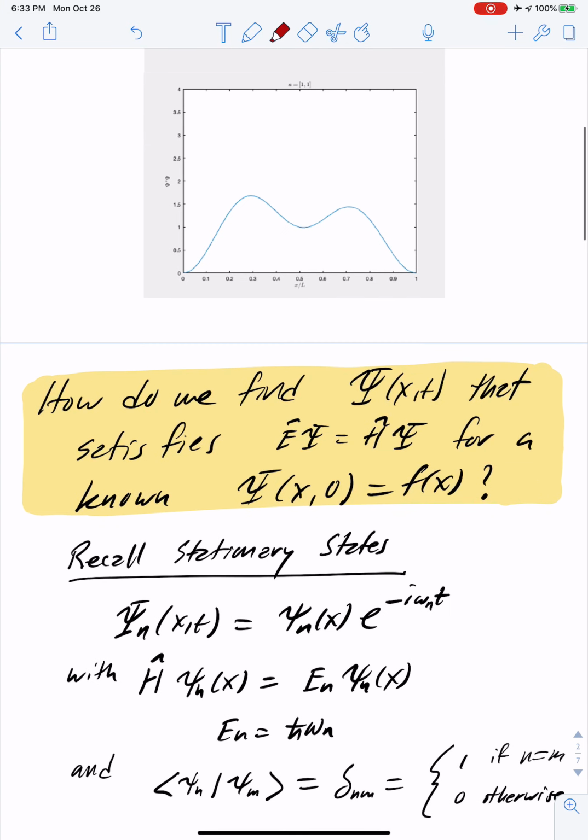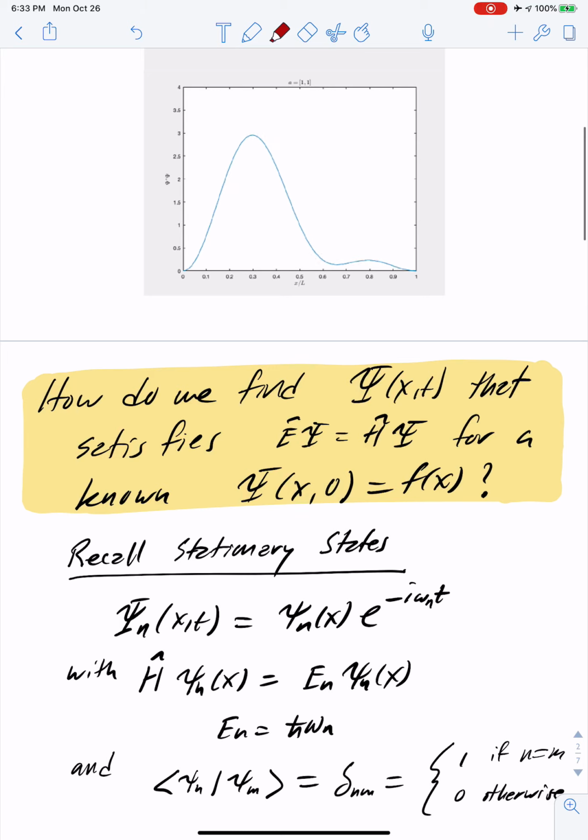Okay, now the other thing was that we had this really nice property that for any given potential, that's buried inside this Hamiltonian, right? The kinetic plus potential is the Hamiltonian. There was a set of these, and the little subscript n tells you that they're different functions. So there's a whole set of them, like the particle in a box states. And each one has a different energy.